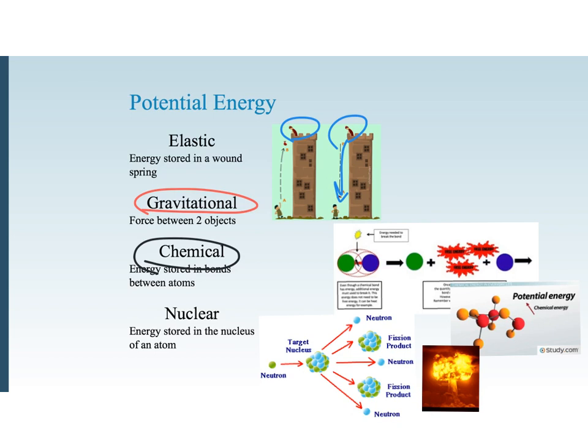All right, the last one that we're going to take a look at is nuclear energy. Now, nuclear energy and chemical energy sound very similar, but there's a huge difference, an atomic bomb difference between the two. Chemical energy is between atoms. So if we had this green and blue atom, between them is energy.